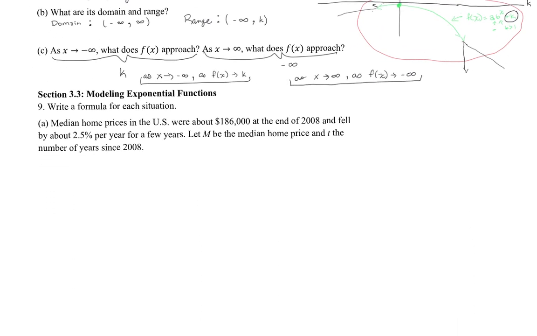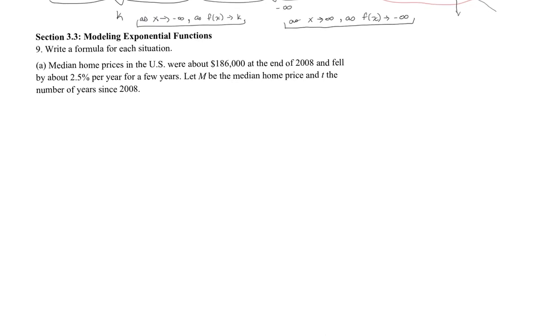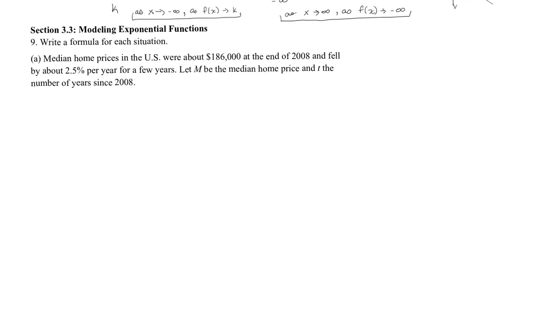All right, now let's go to number 9. Now this is starting a new section, modeling exponential functions. So these are more word problems dealing with these exponential functions. We're asked to write a formula for each situation. And just a reminder, y equals a times b to the x plus k. K is usually 0 unless we are told that there is some constraint, right? Okay.